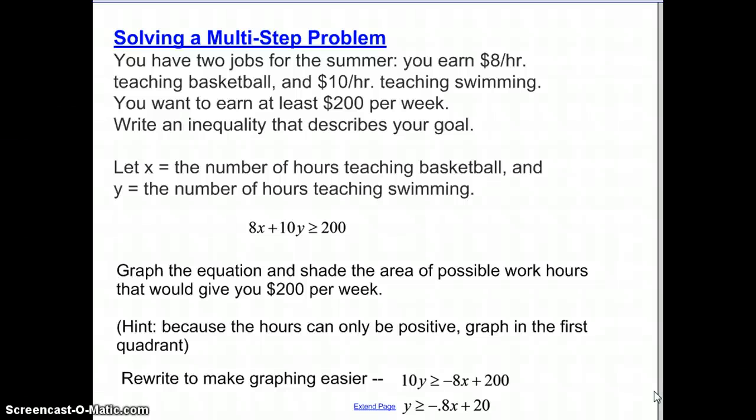Now, because the hours can only be positive, you only have to graph this in the first quadrant because you can't have negative hours for teaching either basketball or swimming. I would rewrite it to make the graphing easier, although you could use the method of finding the y-intercept and x-intercept and just connecting the 2 points if you would like. But when I rewrote it in y equals mx plus b form, I got y is greater than or equal to negative 0.8x plus 20.